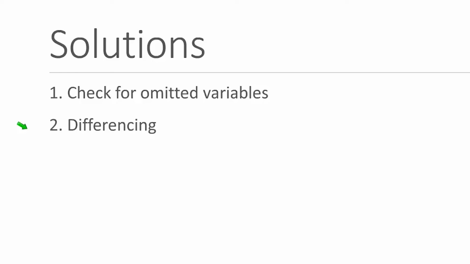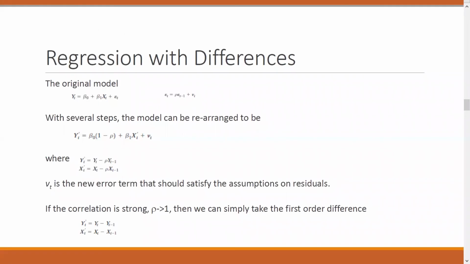When we say differencing, it's basically using the current period value minus the previous period value to take the difference. Then we run the model. First, we need to go over the theory. It might be a little bit dry, but I'm hoping that when we go over the theory, you can better understand what we are doing with differences and why taking differences can take care of the autocorrelation issue.